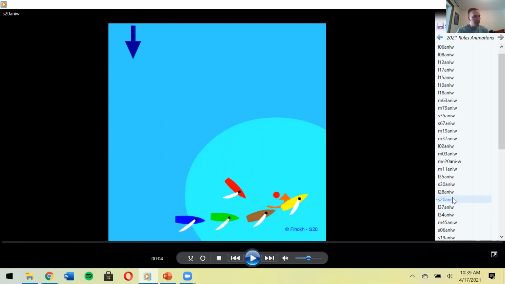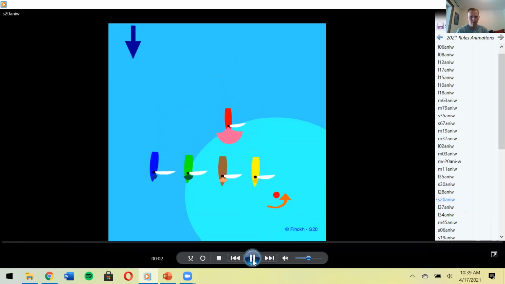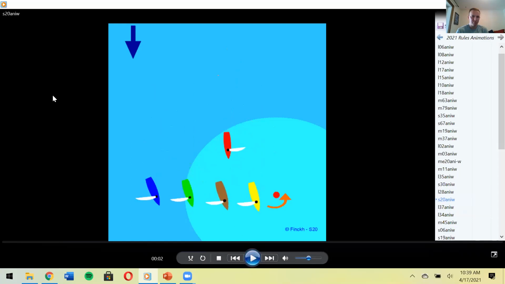Okay, so the question on this one, the quiz, is which boat needs to give room to red? We'll ignore yellow and brown. Does anyone think that green needs to give room to red? No? How about blue? Does blue need to give room to red? Yes. Looks like everyone has got the right answer.